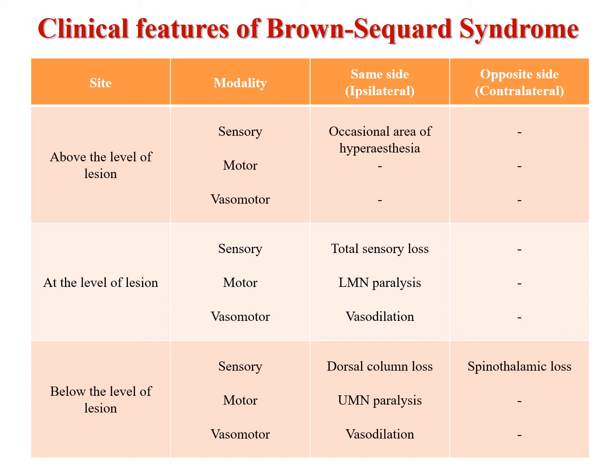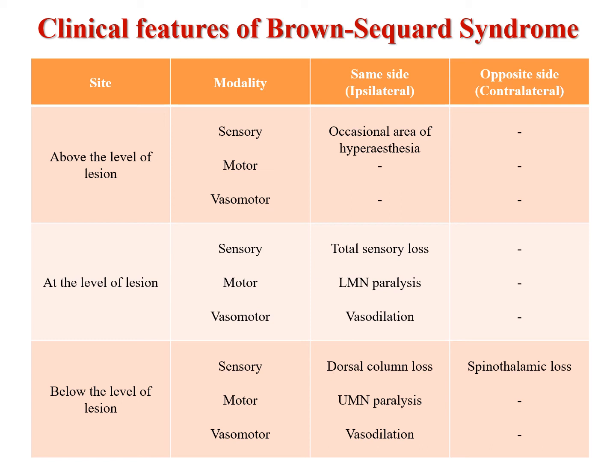However, if you are answering well, sometimes to put you into a sort of dilemma, questions like what happens if there is a hemisection above the level of the lesion and at the level of the lesion are sometimes asked. So at the level, you can see that sensory, motor as well as vasomotor effects are seen on the ipsilateral side, while on the contralateral side there are no effects.